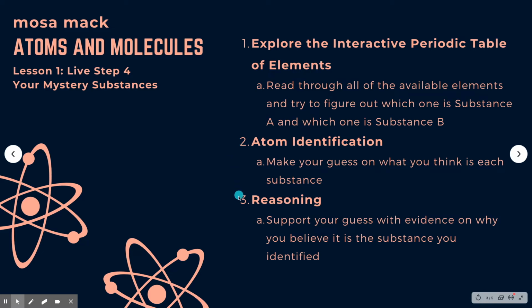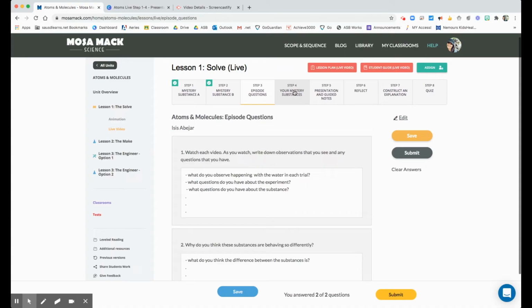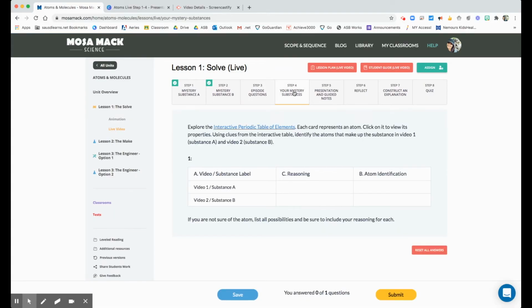After you take your guess, you always have to provide a reasoning. So support your guess with evidence on why you think the substance you identified is correct. You're going to use the information that you gathered from the interactive periodic table to help support your reasoning. And now we can move on to step 4.